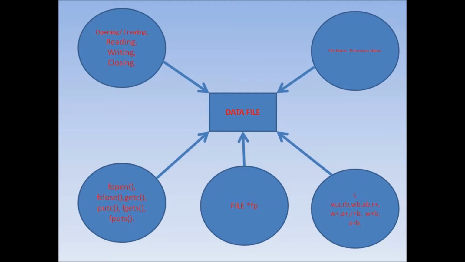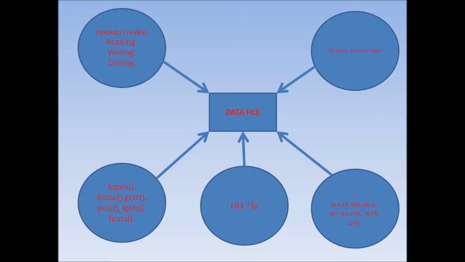For performing any operation in a file, the file pointer plays a vital role. So what is this file pointer? A file pointer is a pointer which is used to handle and keep track of the files being accessed. A new data type called FILE, F-I-L-E, all in caps, is used to declare a file pointer. This data type is defined in the stdio.h file. A file pointer is declared as FILE *fp, where fp is a file pointer.